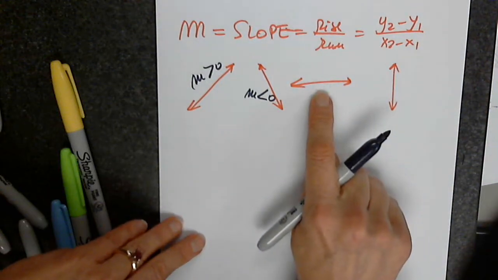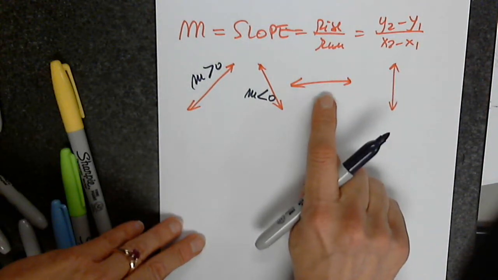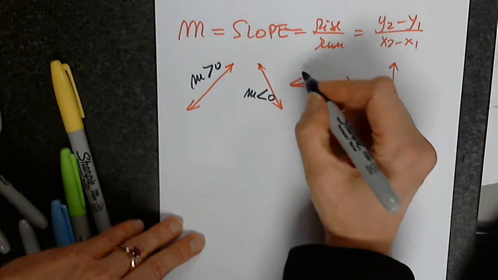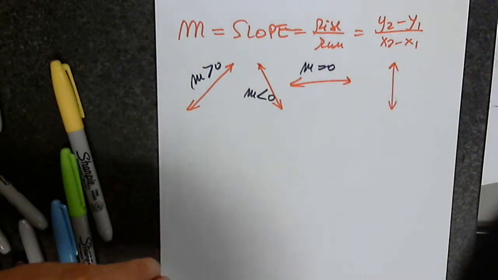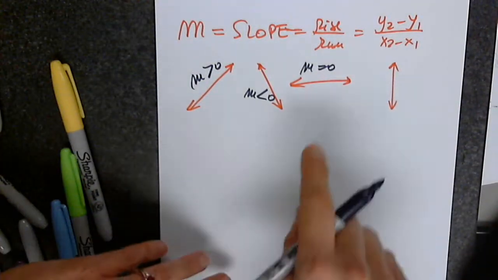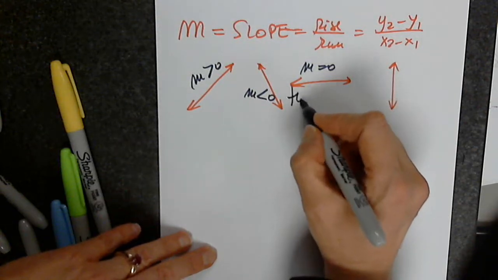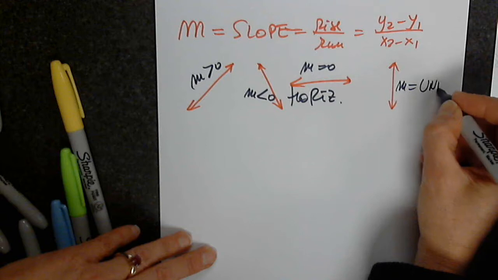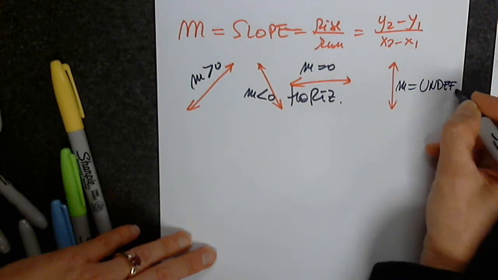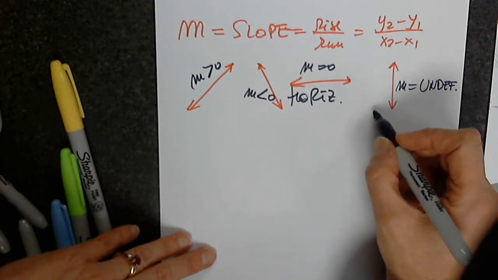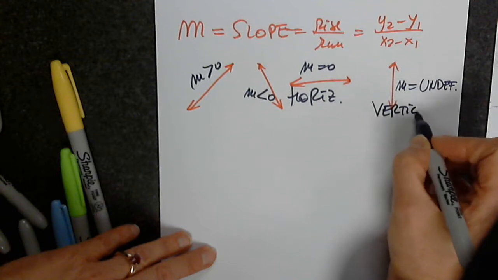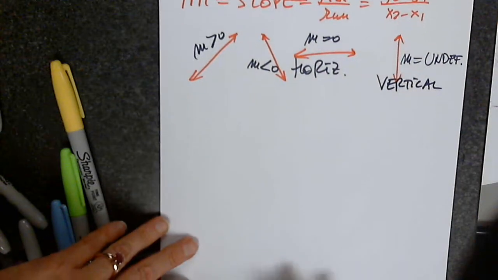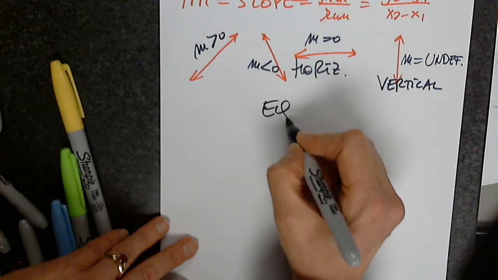What is this? What is the slope of this line? Yes, or 0. The other one is no slope. This one is 0, right? So this is horizontal. Yes, very good. Undefined. So this is vertical line. Very good.